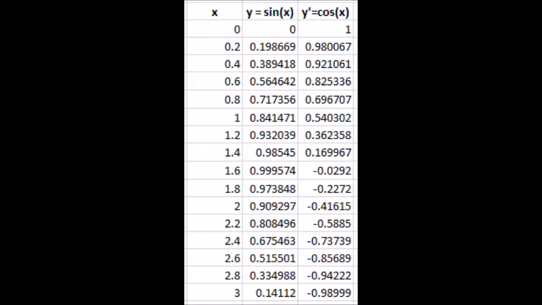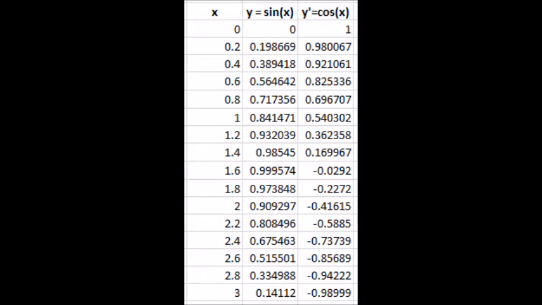Since we know the derivative is exactly cosine x, we have a basis of comparison for the methods I'm about to show. Just keep in mind that these finite difference methods can be applied to any function, not just simple ones. In fact, complicated functions with unwieldy derivatives are perfect candidates for finite difference methods.